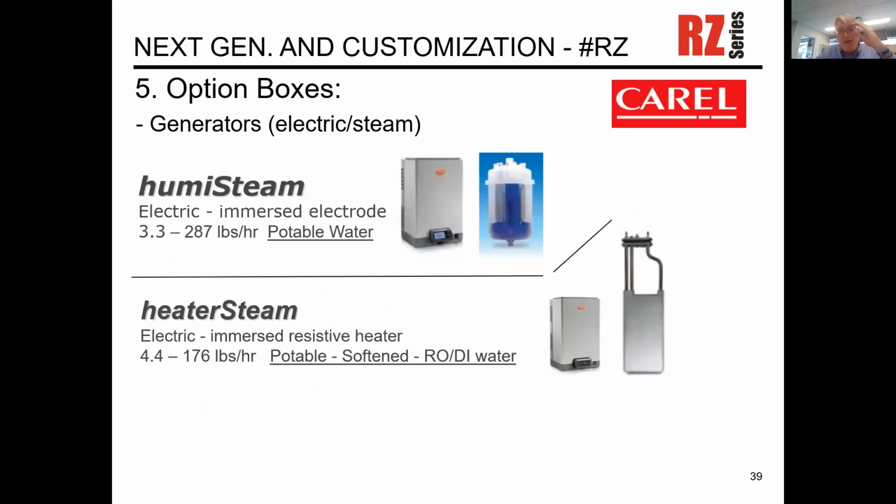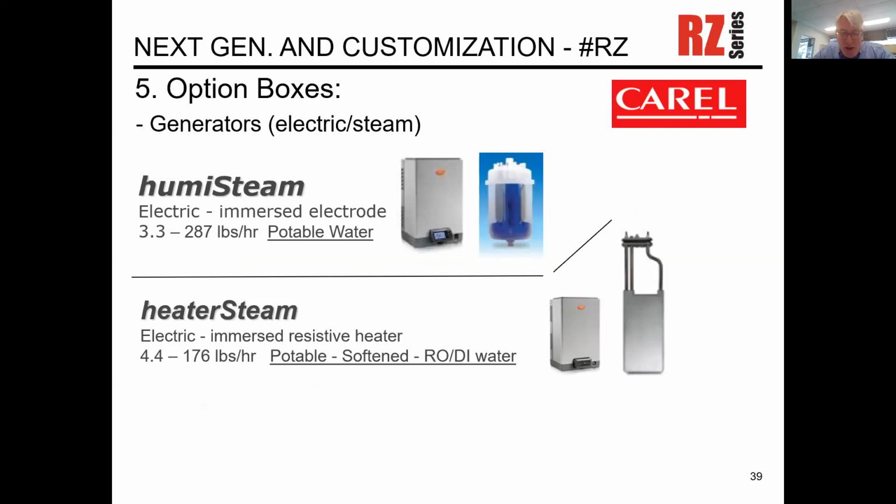In terms of the generator, once again from Carel, they have two different electric types. The smaller one is the Humidisteam. This is the one on the right with the disposable canister. These are used for potable water. I always get confused about which one to use for that.